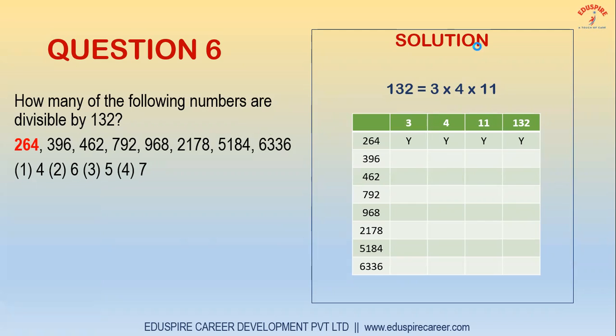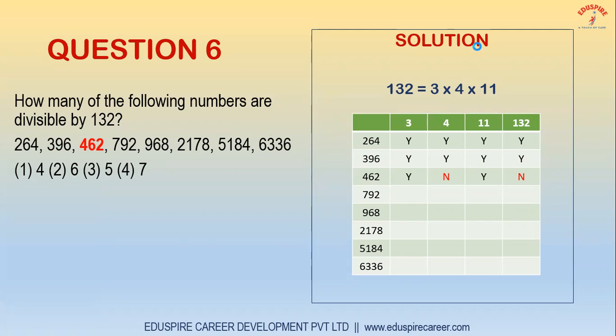No doubt that 264 is divisible by all of these: 3, 4 and 11. Hence 264 will be divisible by 132. Moving on with 396, the same logic will apply. So we can see that 396 will also be divisible by 132. Moving on with the next one.